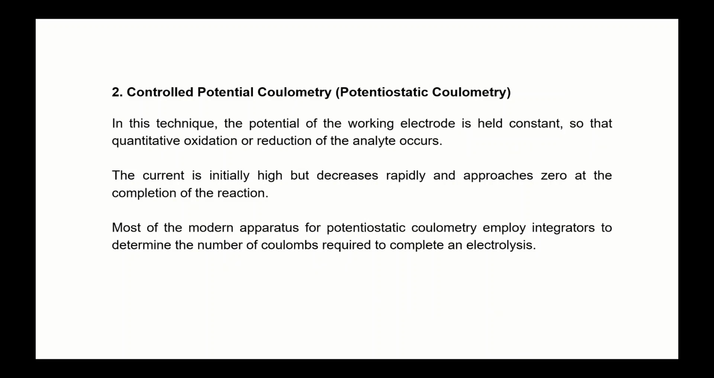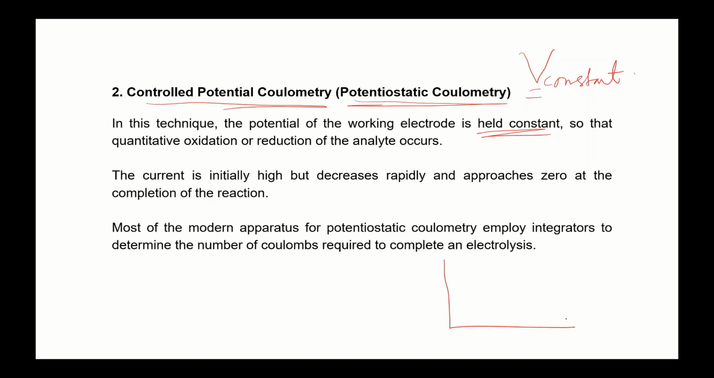So the next one is the control potential coulometry, or potentiostatic coulometry. V is constant. In this technique, the potential of the working electrode is held constant. So what is held constant here is the potential, not current. The first one, we were talking about constant current. Here is constant potential, so the quantitative oxidation reaction of analytes can occur. The current is initially high, but decreases rapidly and approaches zero at the completion.